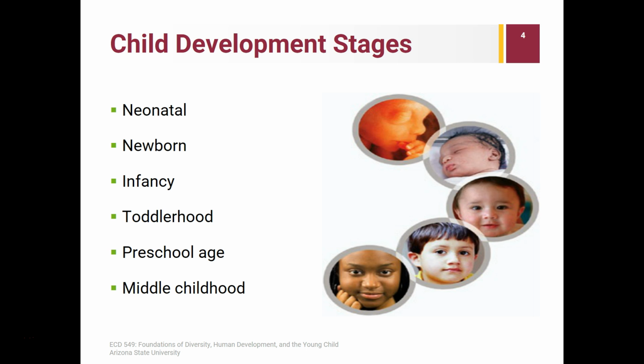So, what is child development? Child development refers to the biological, psychological, and emotional changes that occur in human beings from birth to adolescence. As human beings, we have a keen ability to adapt to our surroundings, and the study of child development encompasses this notion. As they develop, children are learning to find their identity and culture. In order to understand how children develop, we often categorize their development into periods. These periods include neonatal, newborn, infancy, toddlerhood, preschool age, and middle childhood.